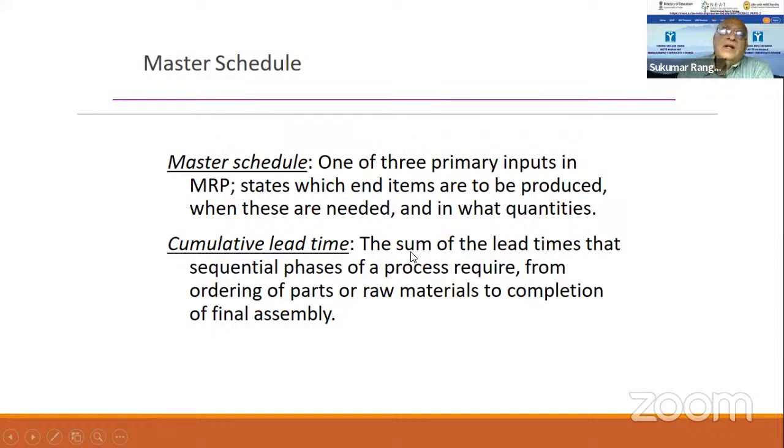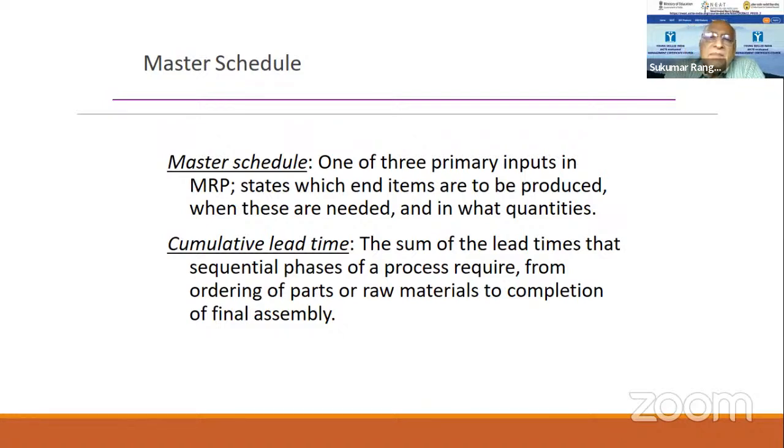Cumulative lead time. You must understand the concept of lead time there. What do you mean by a lead time? Lead time is the time, you can call it on an average, needed from starting to end, right? From starting a process to the end of the process. What is a lead time? That is the terminology which is used.